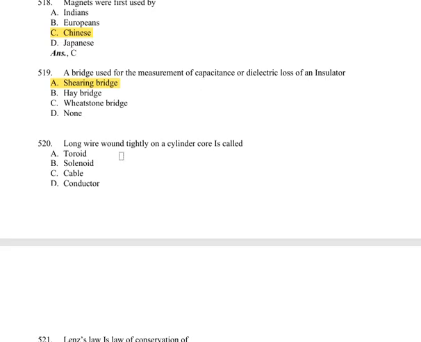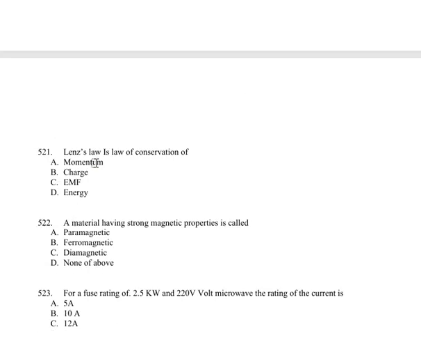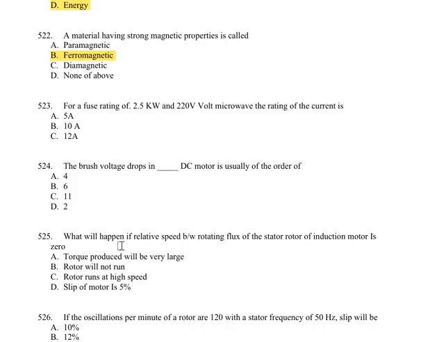A long wire wound tightly on a cylindrical core is called a solenoid. Lenz's law is the law of conservation of energy. Material having strong magnetic properties is called ferromagnetic. Brush voltage drop in a DC motor is usually of the order of 2 volts.